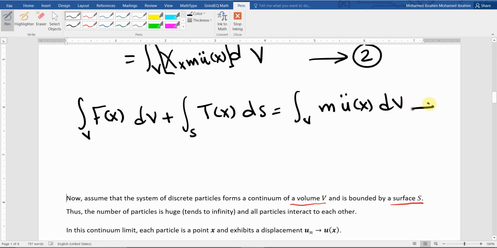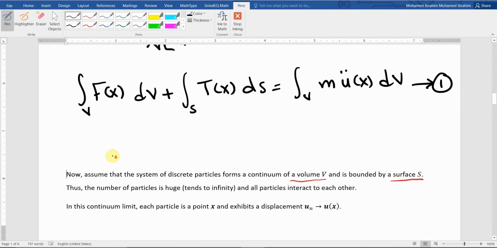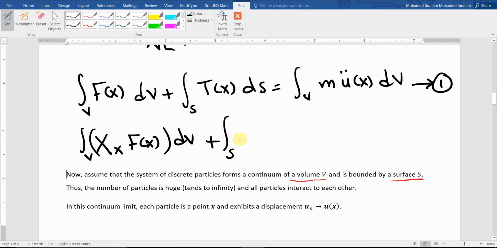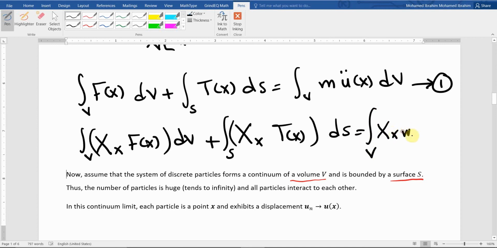This is gonna give us the first equilibrium equation of the continuum, and the second equilibrium equation of the continuum, it will be definitely the integration of x cross f of x, where f of x, again, this is the total body force that would exist or generate due to any forces acting on the particle located inside the continuum, plus the integration over the surface of the x cross the T of S, where T of S is just surface traction that acts on the particle located over the surface, equal the integration over the volume of x cross the mu double dot of x dV. This is gonna give us the second equation.